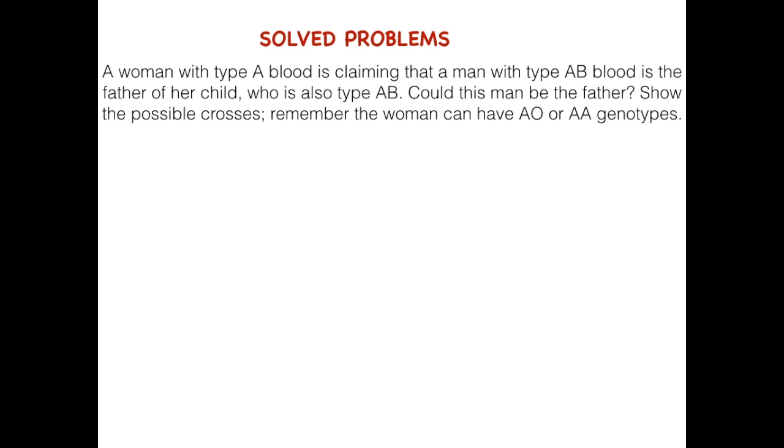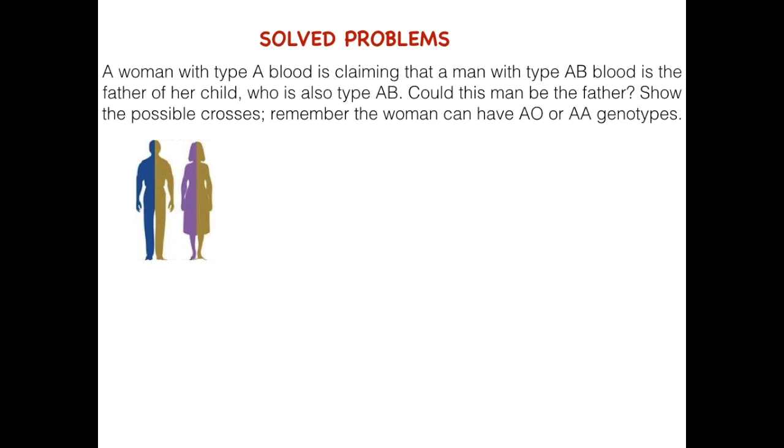So here, a woman with the blood type A is claiming that a man with the blood type AB is the father of her child, who is also type AB. So the child's blood group is AB. Could this man be the father? Show the possible crosses. Remember that the woman can have AO or AA. The problem says the woman has A. It doesn't say if she's homozygous or heterozygous.